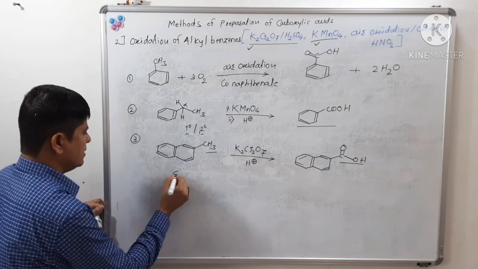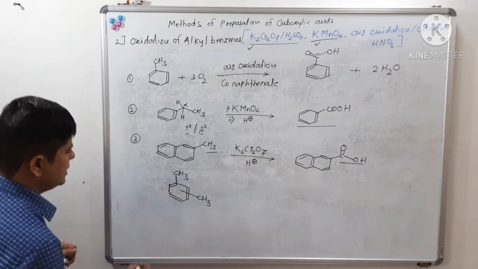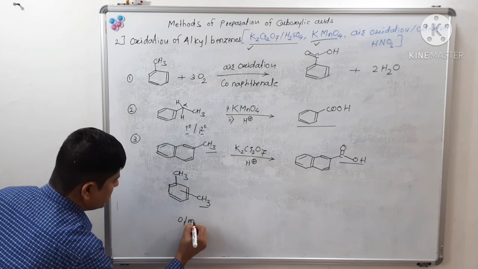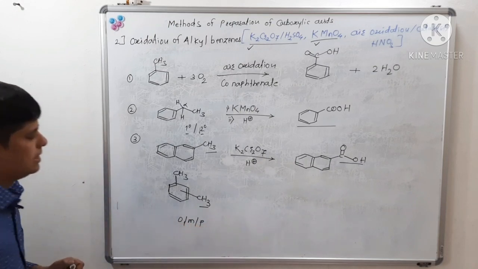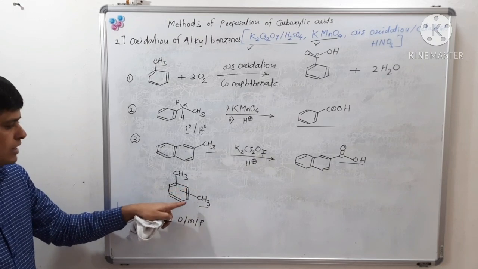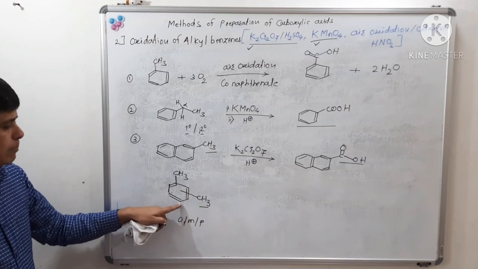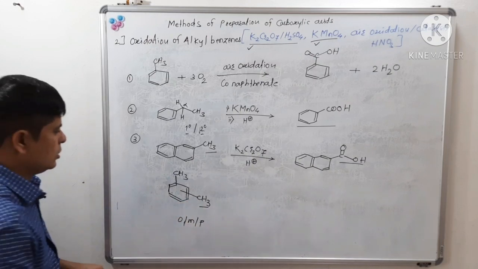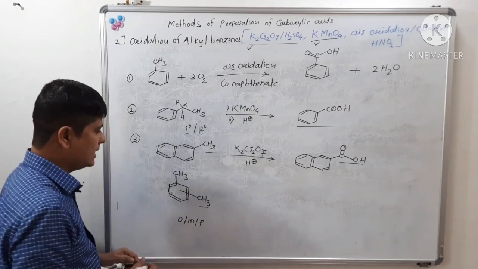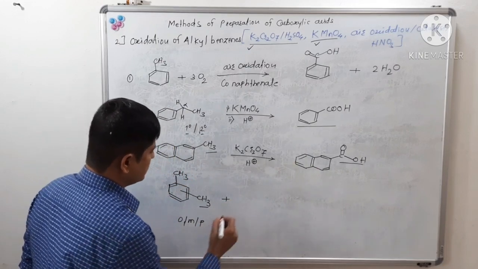Now let us see the next preparation, of an aromatic dicarboxylic acid. Here we can consider this methyl, it may be at the ortho position or at the meta position or at the para position. So if this methyl is at the ortho position, then it will be orthoxylene. If it is at the meta position, then it will be metaxylene. And if it is at the para position, then it will be paraxylene.